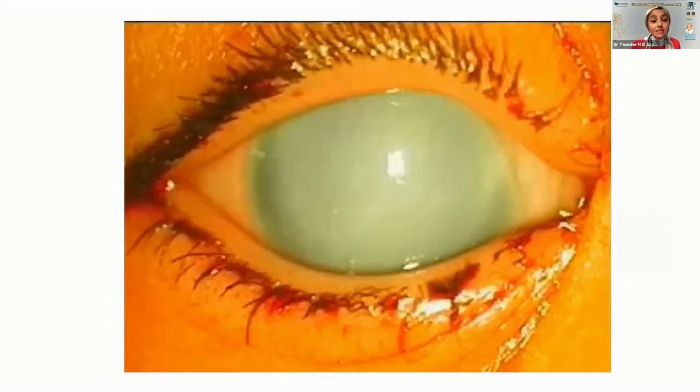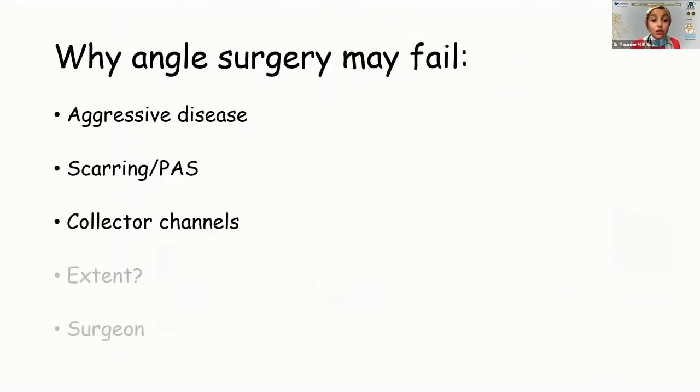Of course, for patients with very advanced disease, it may be more appropriate to go ahead with a cyclodestructive procedure if you think the visual prognosis won't be that good, or a tube procedure when you think that angle surgery will not work.